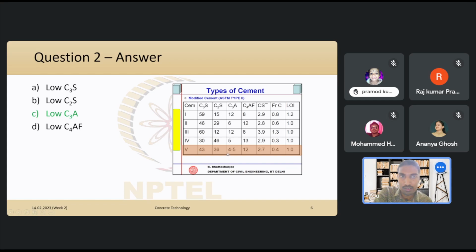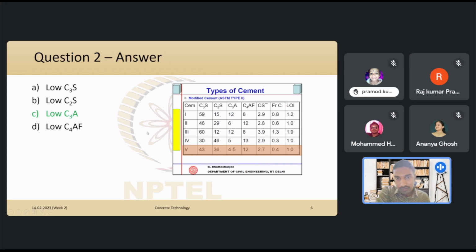If you remember the slide from the lecture, ASTM Type 5 is the low C3A, or the sulfate resisting cement, right? Among all the different compounds, the content of C3A is the least with respect to Type 1, which is the OPC, right? So with respect to that, the C3A content is much lower, right? But why do we reduce the C3A content?